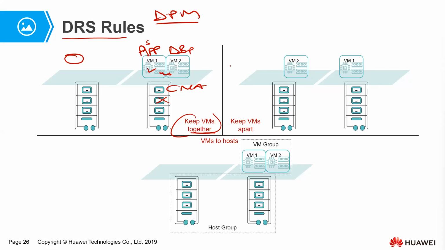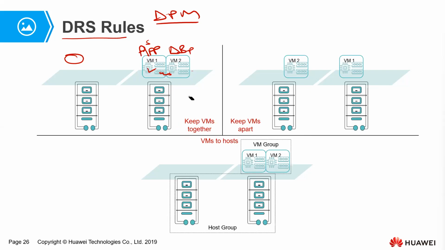But here only one virtual machine can be added to one keep virtual machines together rule. You cannot add this one also to another rule and create another rule and say keep together. Then this one will be confused. Who should I go with? That's why they can only be added to one keep together rule.